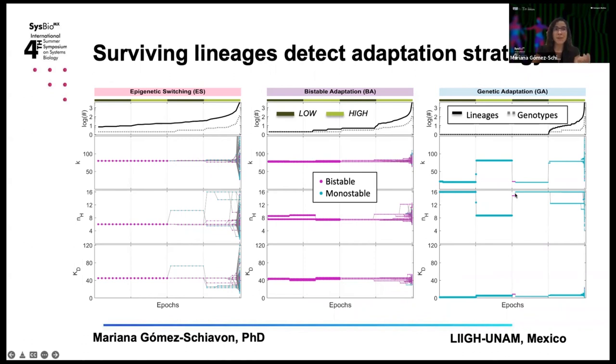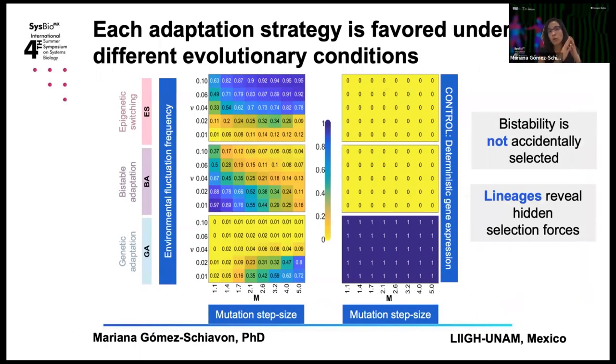And we actually observe a hybrid strategy where parental lineages survive a full environmental cycle with only biostable genotypes, but at least two mutations. And we call this biostable adaptation. We can quantify the occurrence of these different strategies along multiple evolutionary conditions, 10 replicas each for at least 100 cycles, et cetera. And we get this heat map that you can see here, clearly noting that each adaptation strategy is favored under different evolutionary conditions.